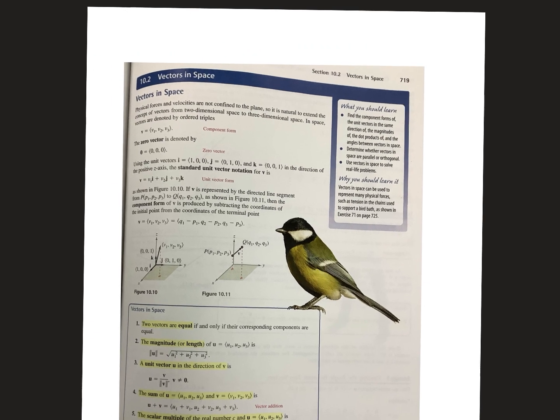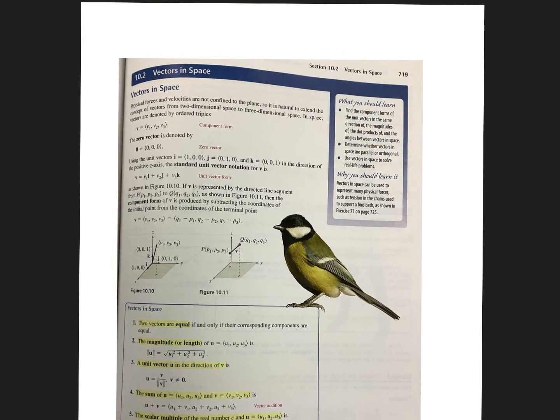Okay, guys, 10.2 is vectors in space. Sections 6.3 and 6.4 were vectors. We did this finding the dot product and all that stuff. It's the exact same thing. It's just a matter of, instead of 2 letters, now we have 3.